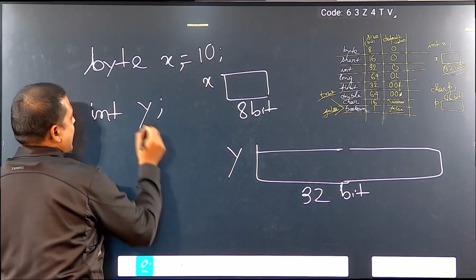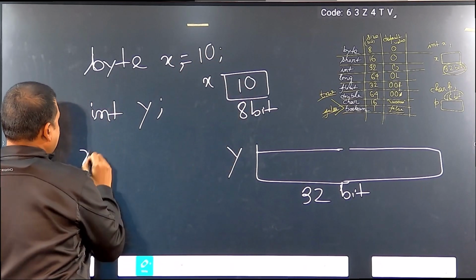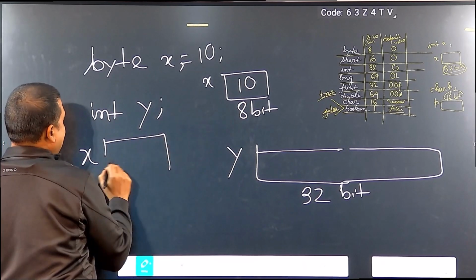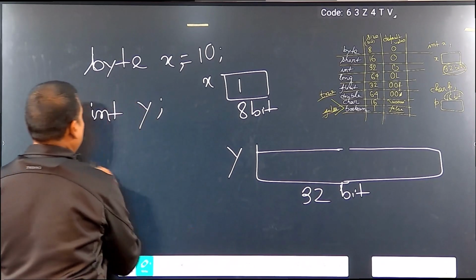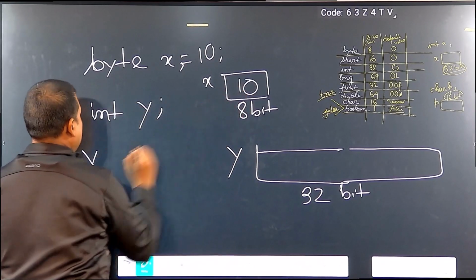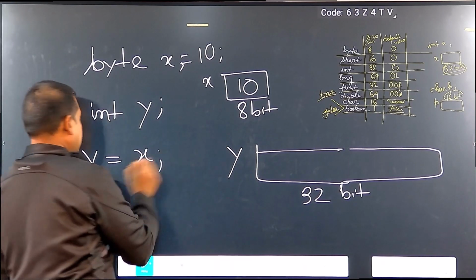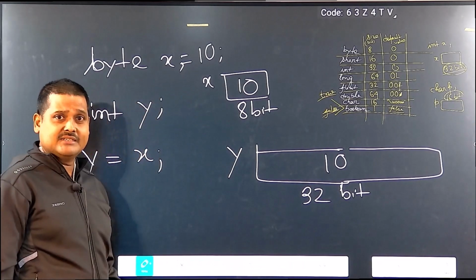Now, what am I trying to do? I have stored 10 here, so x is stored with the value 10. Now we are trying to store y equal x. Then what will happen? You will say yes, this y will be 10. That is correct.